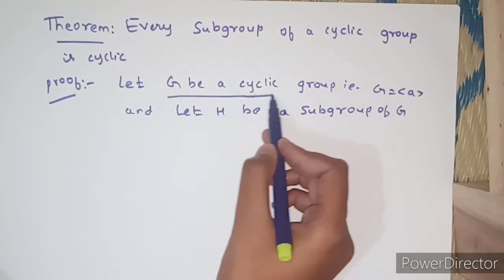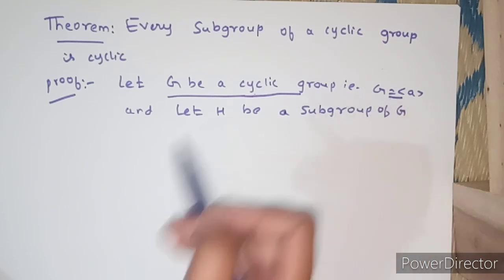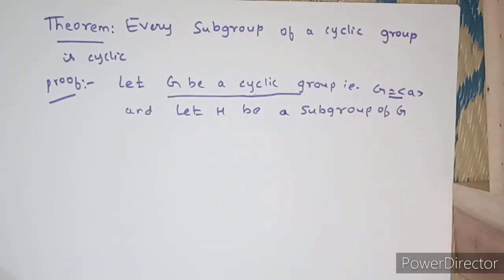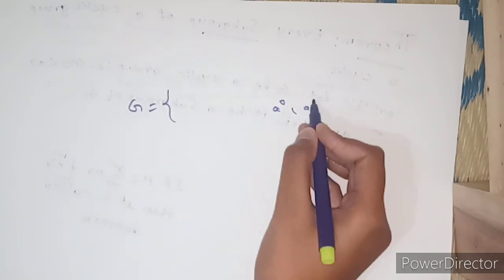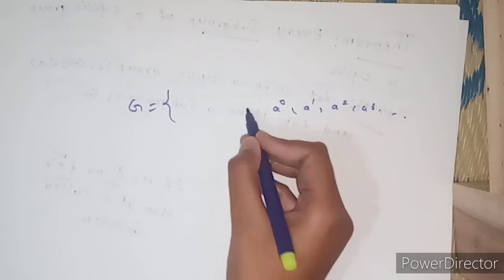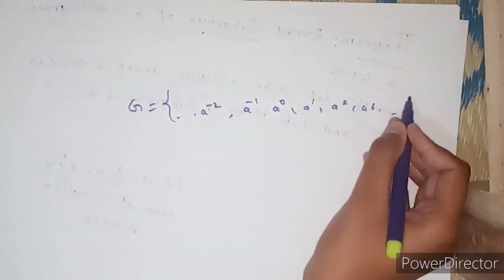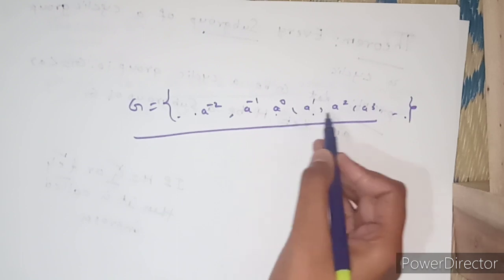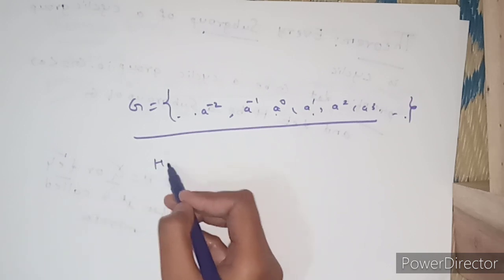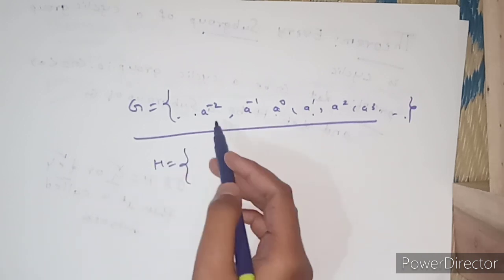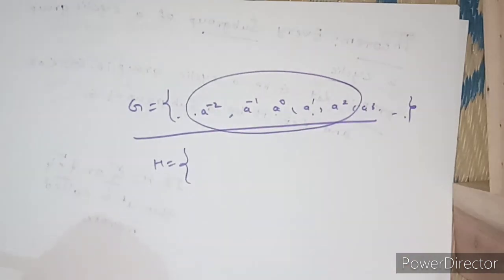G is a cyclic group, right? And one more thing, here G is a multiplicative group. If G is a multiplicative group, then obviously the elements of G are integral powers of a, since a is the generator. So let us express G as integral powers: a^0, a^1, a^2, a^3 and so on, a^-1, a^-2 and so on. These are the elements of group G.